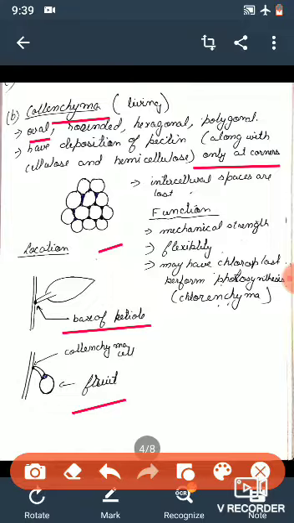Okay, again there is one more term, chlorenchyma. Just like the parenchyma cells, if the collenchyma have chloroplast in them, then they will be known as chlorenchyma cell, and they also help in the process of photosynthesis.